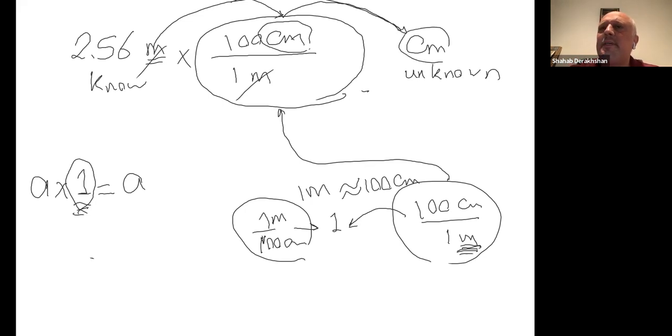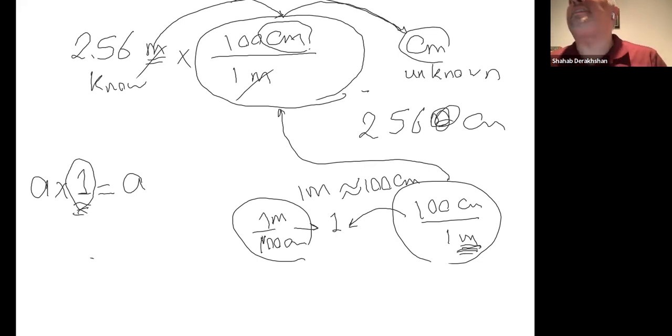And my numerator should be centimeter because this is what I'm interested in. So if I do this, then I will say the answer is 2,560 centimeter. No, 256 centimeter, right? So if I multiply it by 100, I have 256 centimeters. So basically what I did, I just multiplied it to 100 centimeter.